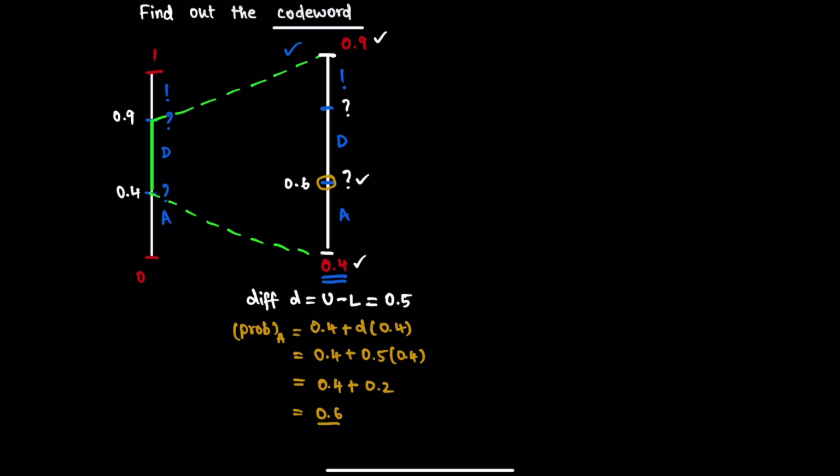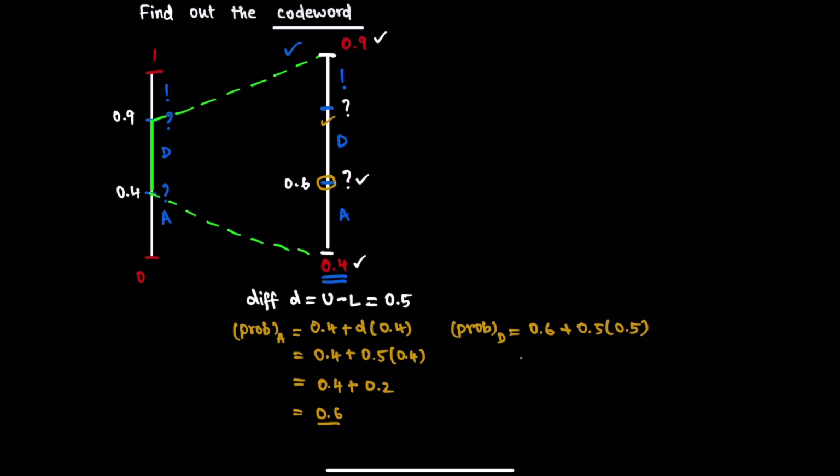Similarly, we have to calculate the second middle line. For that, the value for D is equal to the lower limit, which is now 0.6 for this line. So 0.4 was the lower limit for A, but now the lower limit is 0.6, plus D, which remains the same, 0.5, times the probability associated with D in the first place. So it was 0.5.